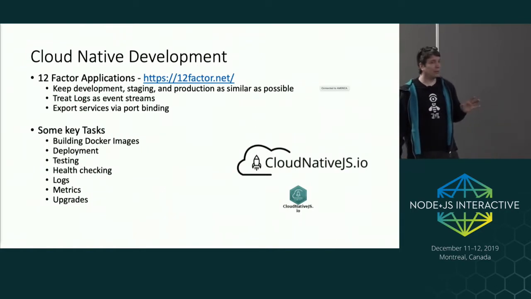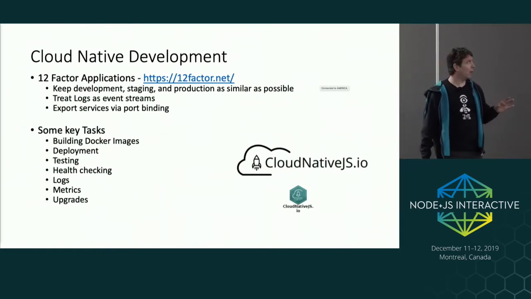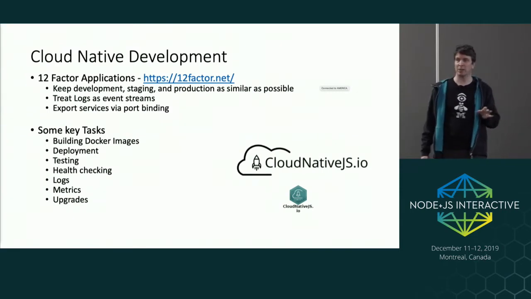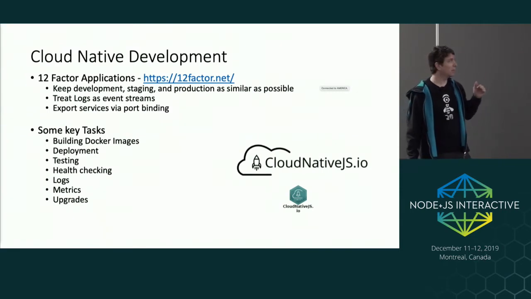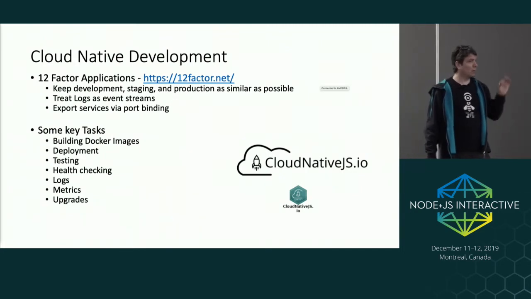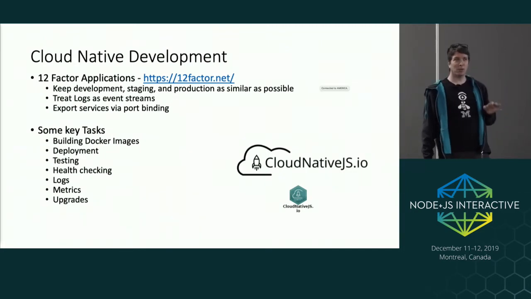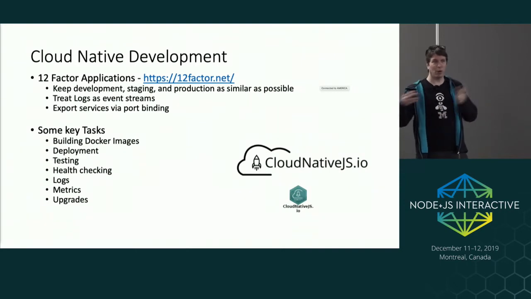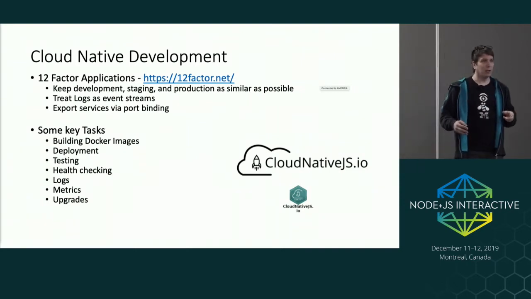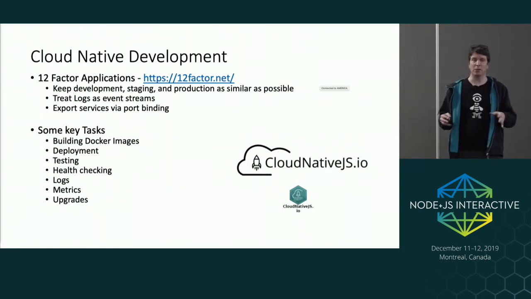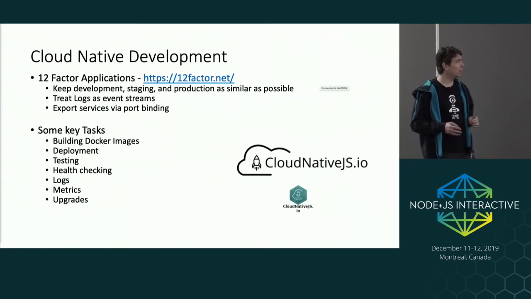So when you think about cloud-native development, one of the things you'll often hear about is 12-factor applications, and you can go read more about the different aspects of that. But it's basically a set of tenets that you want to follow in developing a modern application. Some of them that are specifically relevant to what I want to talk to you about today are keeping development, staging, and production as close as possible. You want to test where you're going to be deploying. Treating logs basically just as streams, and exporting services via ports. So you'll see that some of that comes back through the talk.